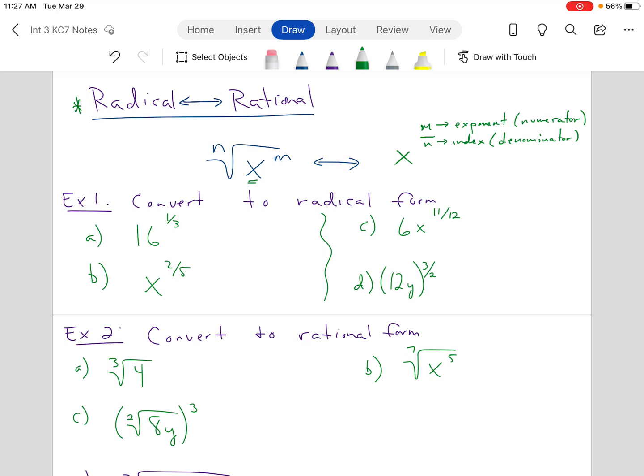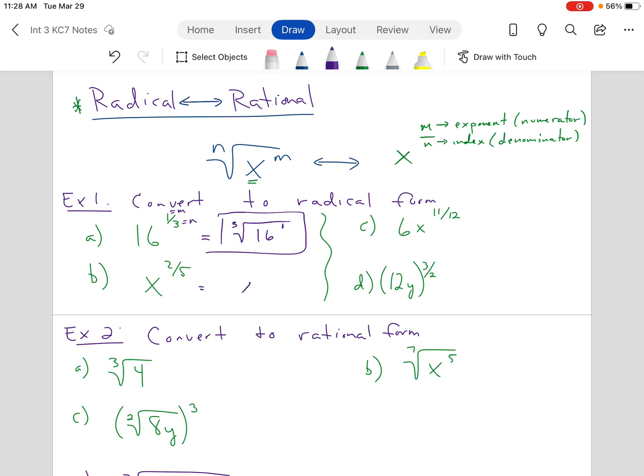For example number 1, I have 16 to the 1/3 power. So this 1 would be my m, this 3 would be my n. So this is actually the cube root, because that's my index, of 16 to the 1st power. This is my final answer, and I'm done. That's all you're doing, going back and forth. I'm not telling you to evaluate and plug this into your calculator. I just want you to rewrite it.